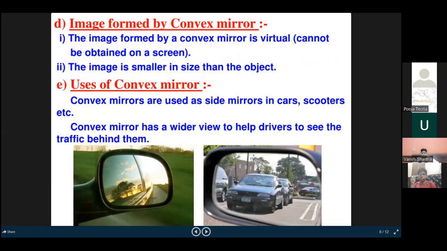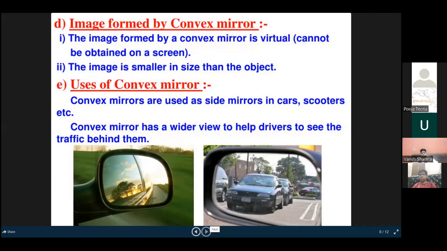Next is the convex mirror. See, very good diagram we are able to see. Even you can see the image. See, in the rear view mirror, how much area is covered? It is covering much of the area. A large area is covered in this rear view mirror, and we are able to see the traffic behind the vehicle. It covers a large area.